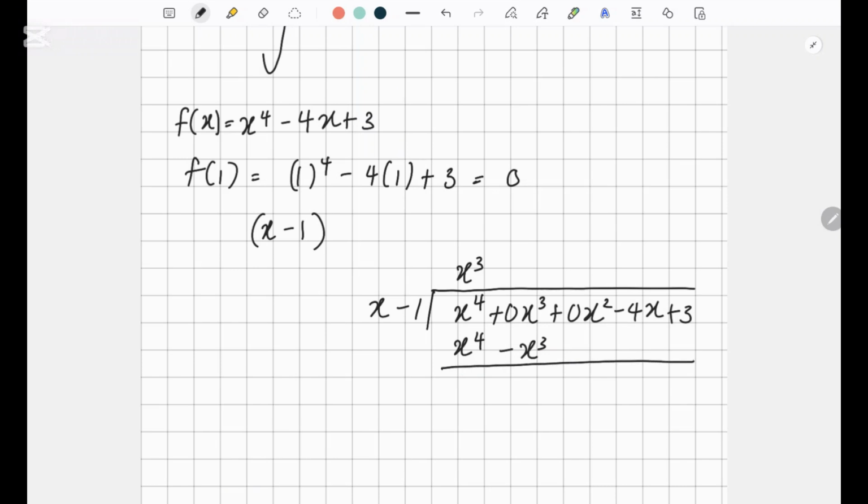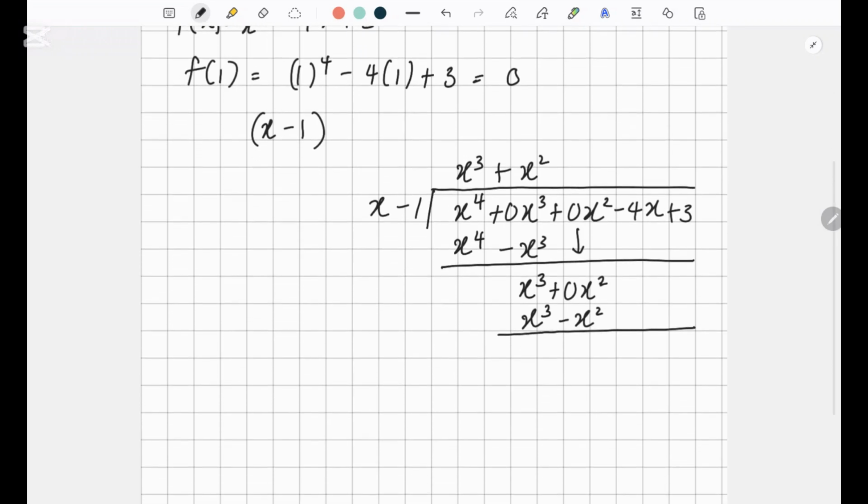And then 0x cubed minus, open brackets, minus x cubed, which gives you x cubed. So it's basically 0x cubed minus x cubed, alright? So it's just x cubed. And 0x squared comes down. So x cubed divided by x is x squared, into x is x cubed, x squared into minus 1 gives you minus x squared, right? The same way you subtract, so 0x squared minus x squared gives you x squared, minus 4x comes down.